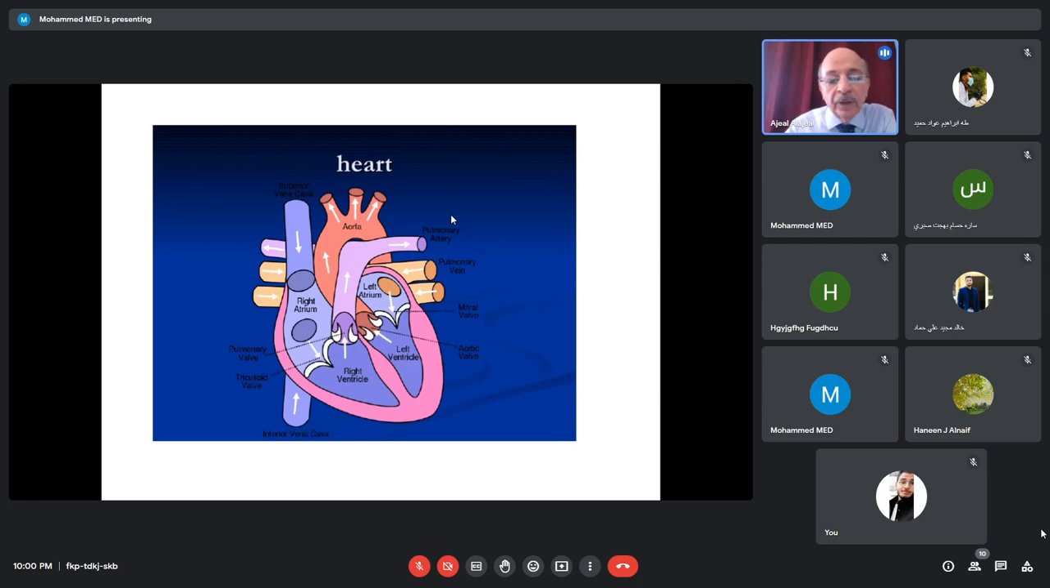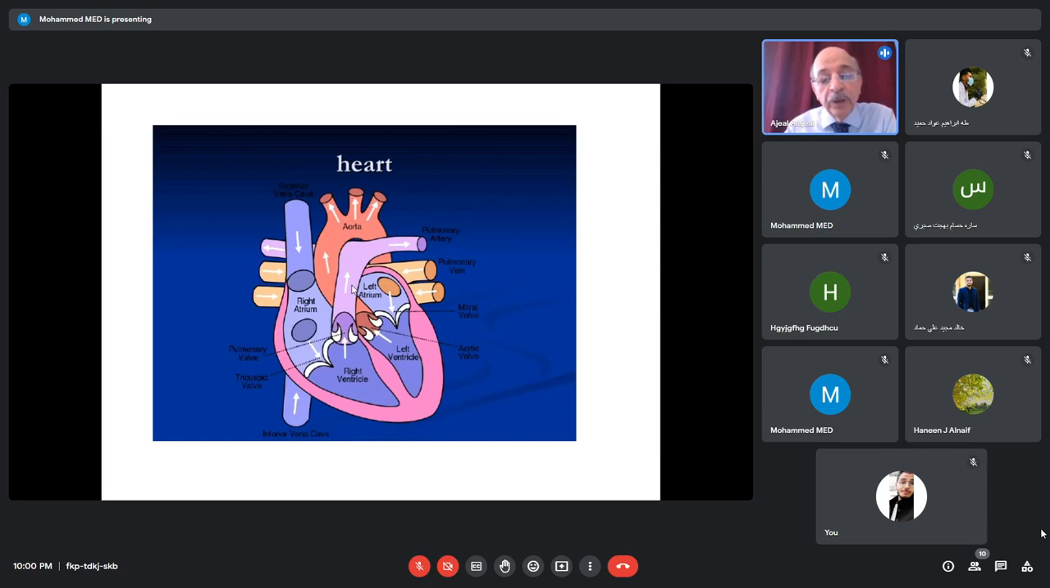The left border of the heart is made by the left ventricle, and the left ventricular wall is usually thick compared to the right ventricular wall. On the right side of the heart, above is the superior vena cava, below is the inferior vena cava. The right atrium shares the right border of the heart.